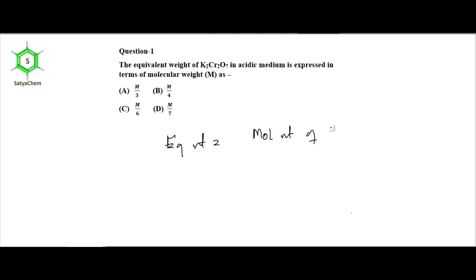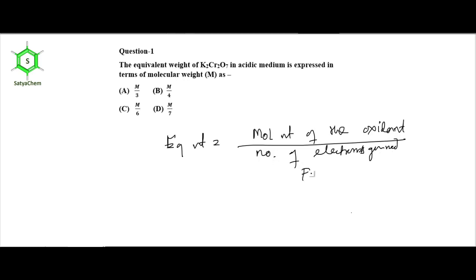molecular weight of the oxidant divided by number of electrons gained per molecule. Now, our oxidant is K2Cr2O7.